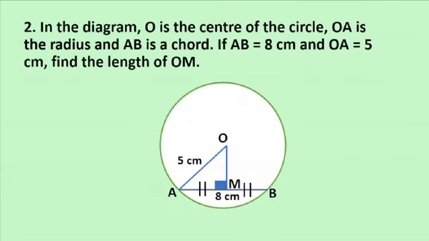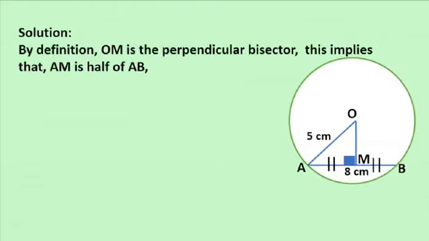Example 2. In the diagram, O is the center of the circle. OA is the radius and AB is a chord. If AB is equal to 8 centimeters and OA is equal to 5 centimeters, find the length of OM. By definition, OM is the perpendicular bisector. This implies that AM is half of AB. AM is equal to 8 divided by 2, which is equal to 4 centimeters.